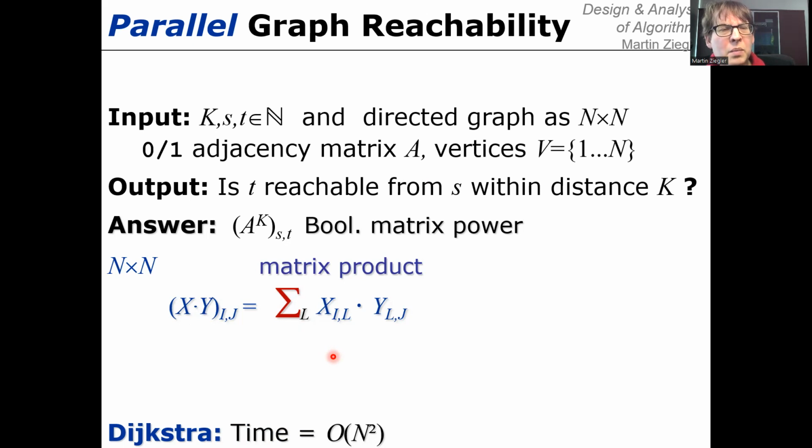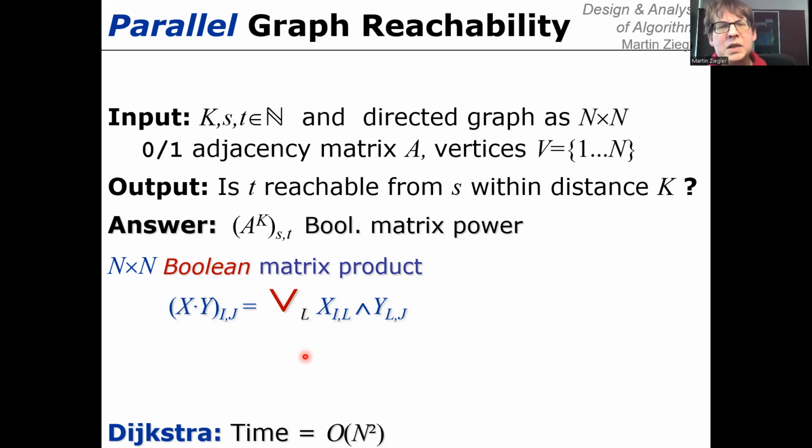We're looking at Boolean matrices. So we replace multiplication with conjunction, meaning there's an edge from i to l, and there's an edge from l to j. That means there's also a two-step path from i to j. And we do that for every l, so any possible intermediate vertex, if there exists one, meaning a disjunction. So this is an n-ary Boolean disjunction. That's a Boolean matrix product of two Boolean matrices.